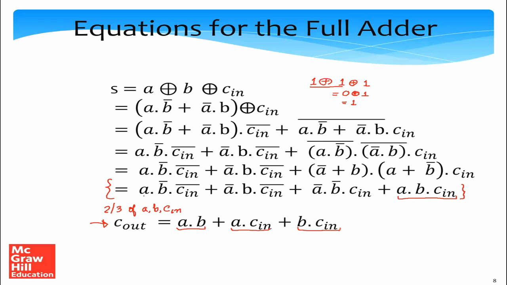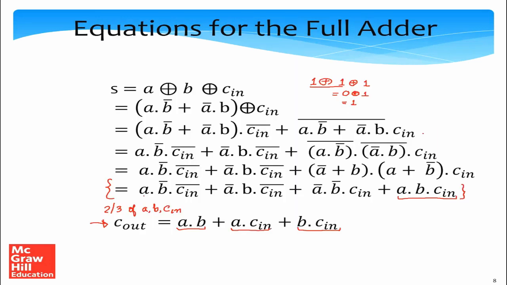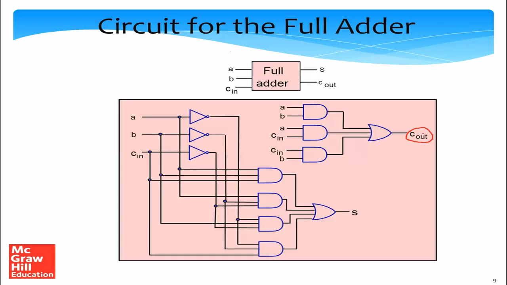So for creating a full adder, we basically need to create a circuit that will realize these Boolean equations in hardware. So this is the circuit of a full adder. Looks complicated, but it's not complicated. Carry out is slightly easier to understand. Carry out is A and B, or A and carry in, or B and carry in. So this is A and B, this is A and carry in, and this is B and carry in.